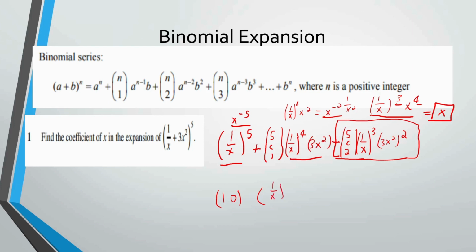Let me just write it all out. 3x squared means that 3 will also be squared, which means we have 9x to the power of 4. And now when I try to multiply all of this, this will give me 90x. So the coefficient of x will be 90. Our answer is supposed to be this. This is how we are going to apply the formula.